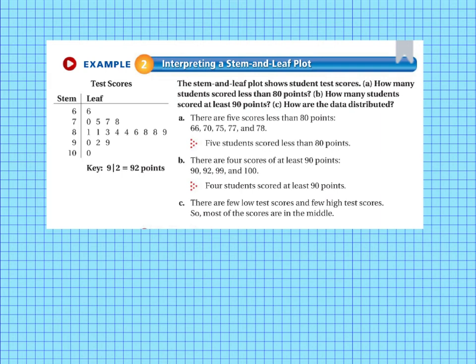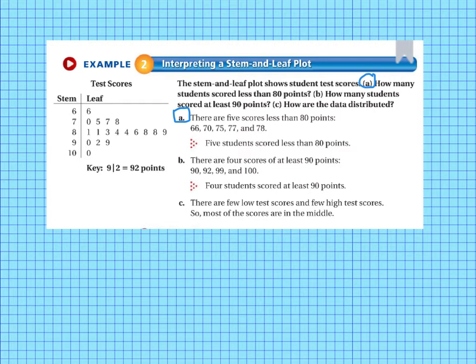Let's take a look at example 2A, and we're going to concentrate on just 2A for the first part. So it says we're interpreting a stem and leaf plot. The stem and leaf plot shows student test scores. So for example 2A, it says how many students scored less than 80 points. So if we look at A, it says there are 5 scores less than 80 points.